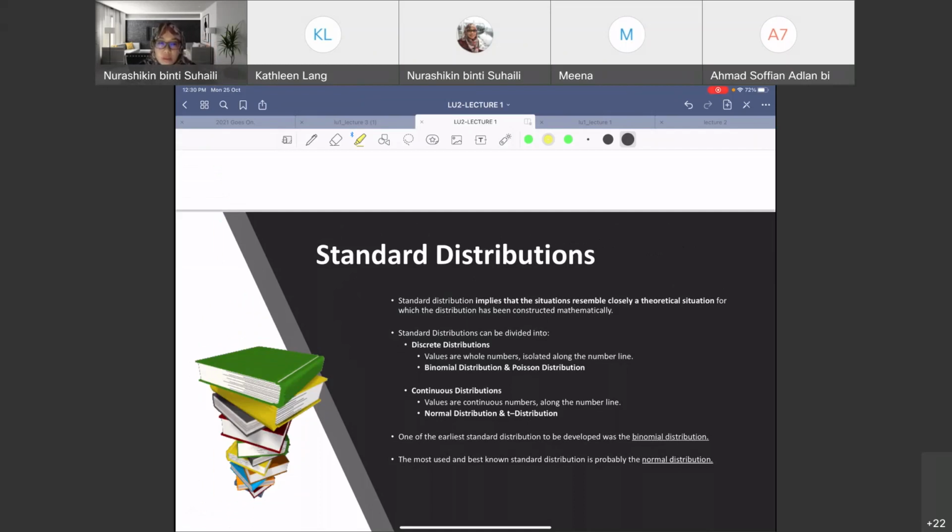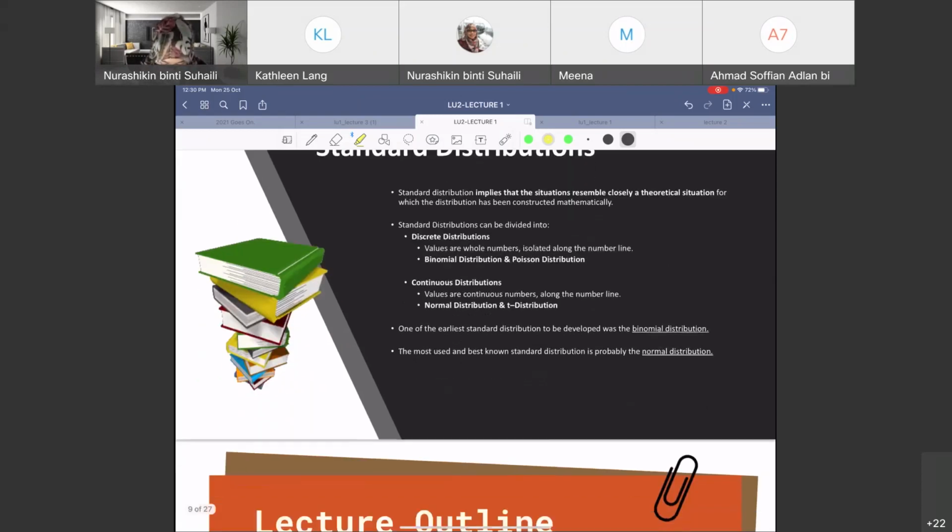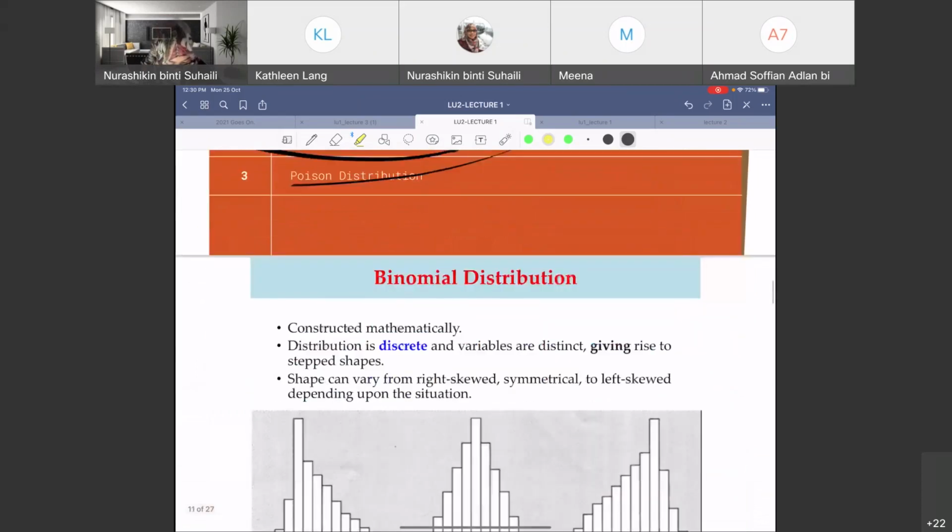Okay, so this binomial and Poisson distribution, they are among the earliest distributions introduced by statisticians, and they are discrete distributions. Discrete means it involves whole numbers. Yeah, the values are not continuous. Okay. So for continuous, we are going to cover it in the next lectures. Okay, now let's have a look at binomial distribution first.